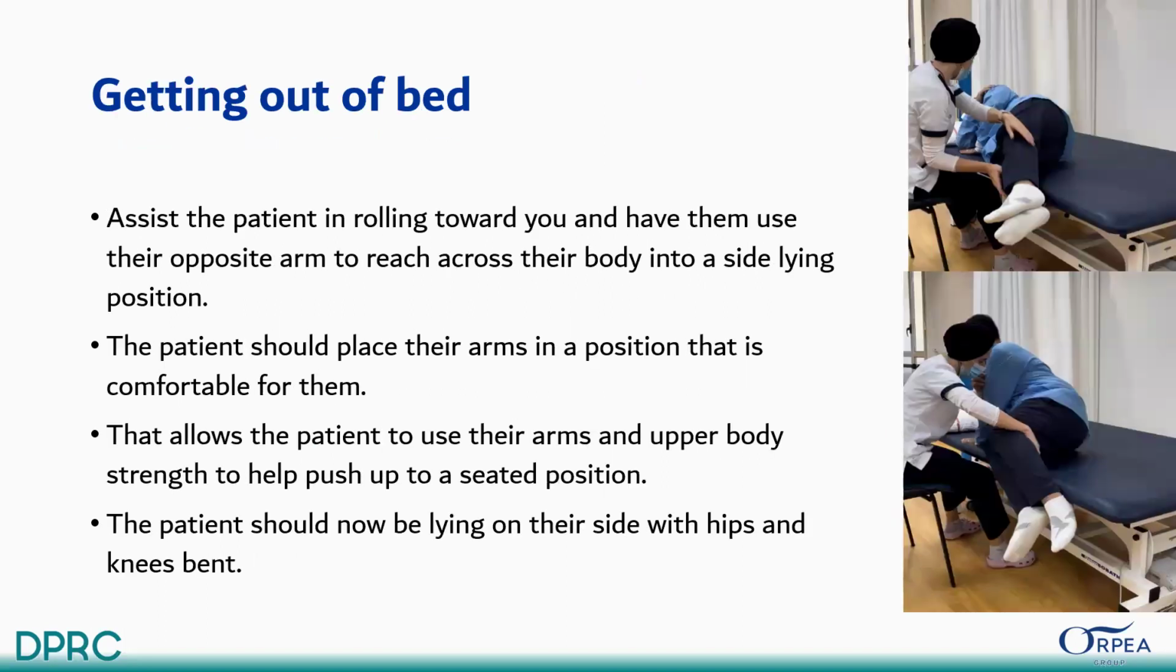Getting out of bed. Assist the patient in rolling towards you and have them use their opposite arm to reach across their body into the side lying position. The patient should place their arms in a position that is comfortable for them, that allows them to use their arms and upper body strength to help push up to a seated position. The patient should now be lying on their side with the hips and knees bent.